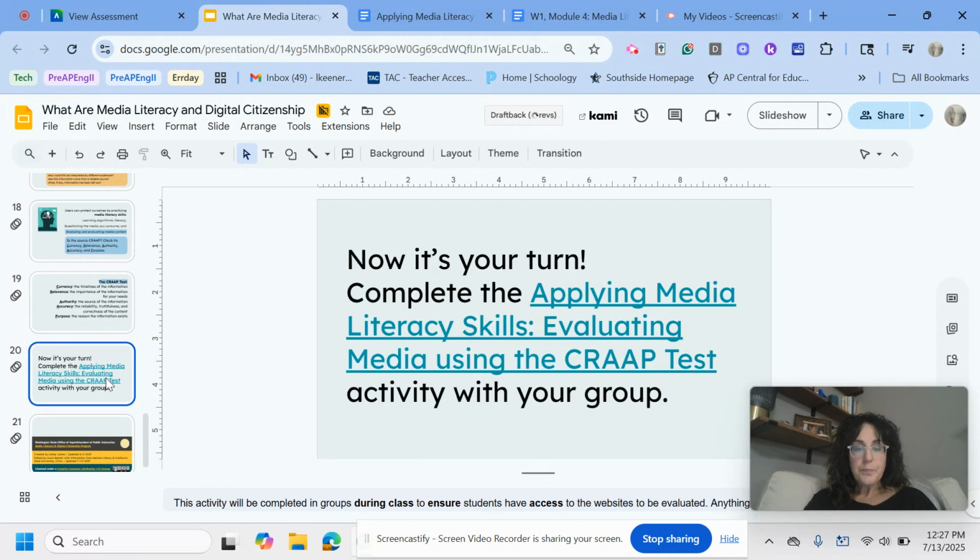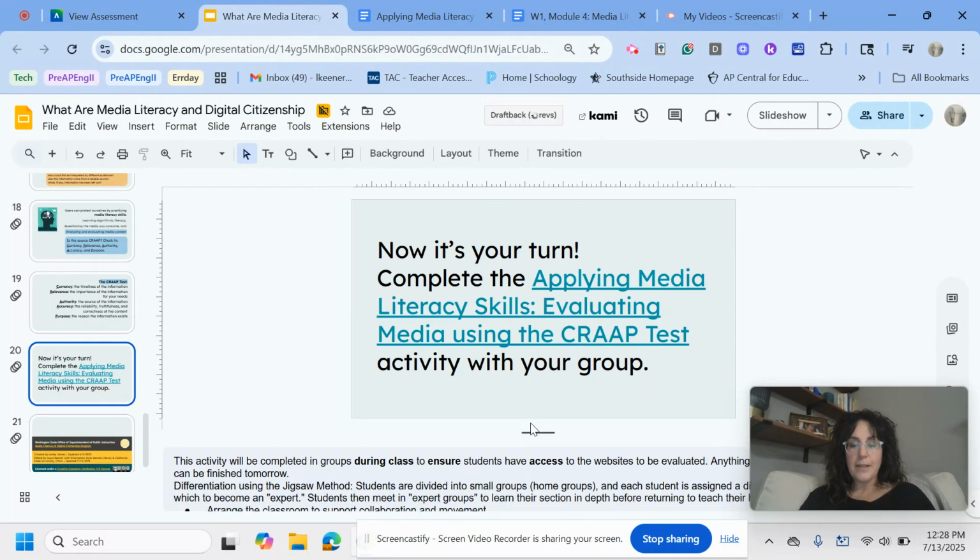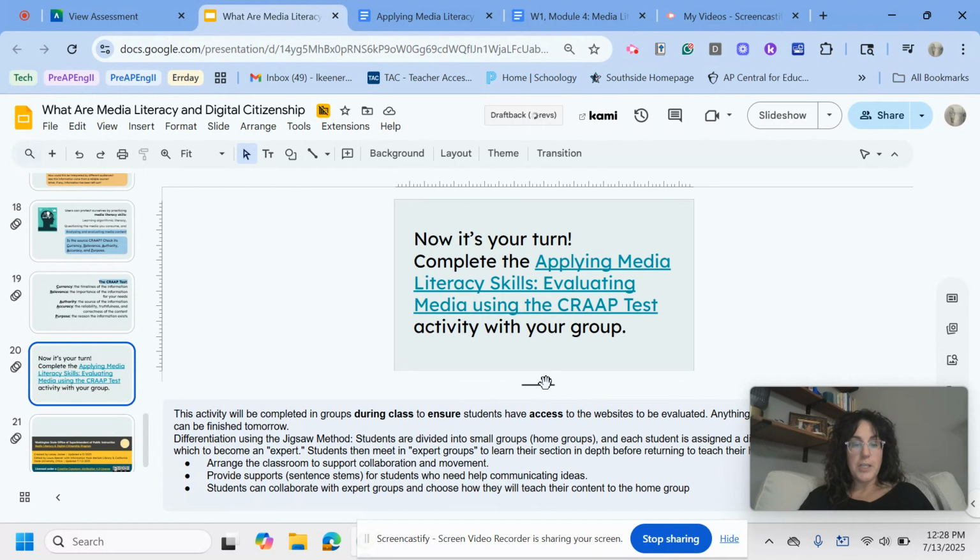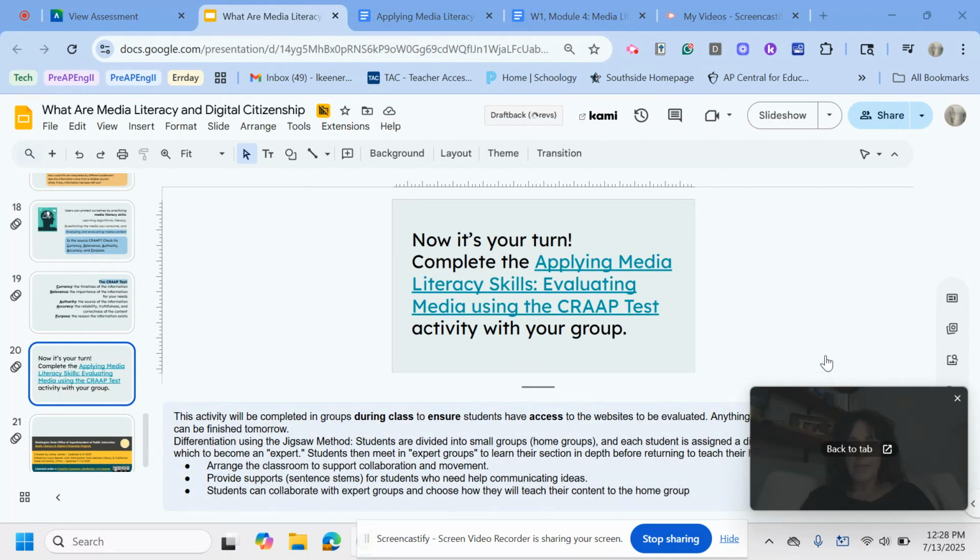What I would like students to do as a result of learning this information is to practice evaluating media using the CRAP test. So they're going to apply the media literacy skills that we have talked about here. I have a link to that right here, but before we look at the link, I'd like to talk a little bit about how we could differentiate this activity that we are about to do.